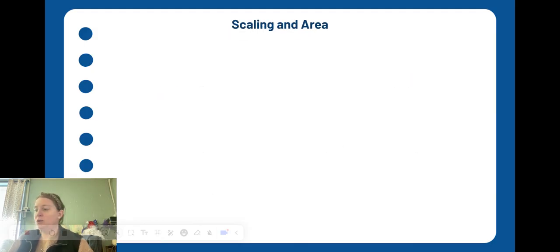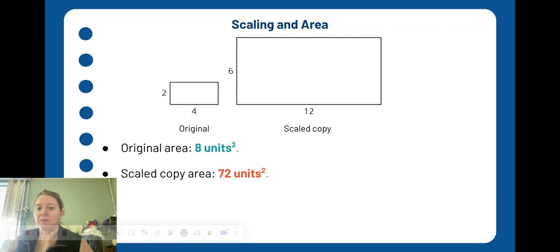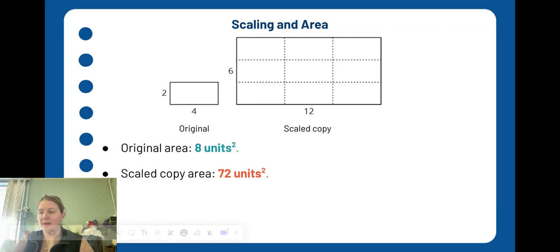Now we're going to move on to scaling areas. So again, we have this same copy, 2 by 4 and 6 by 12. And we know the original area is 8 units. And we know the scaled copy is 72 units, as we learned the last time. And so we could split this up. If you look at it this way, you can split this into rectangles. This is 3 times. So you could fit 3 of the original copy here.